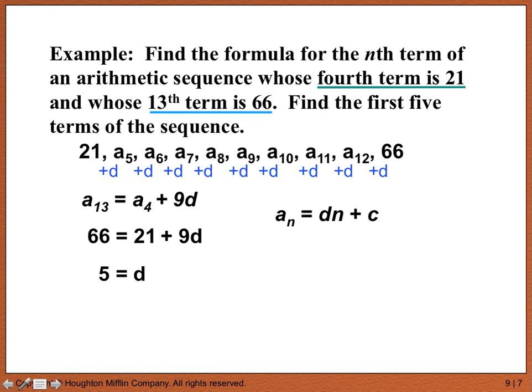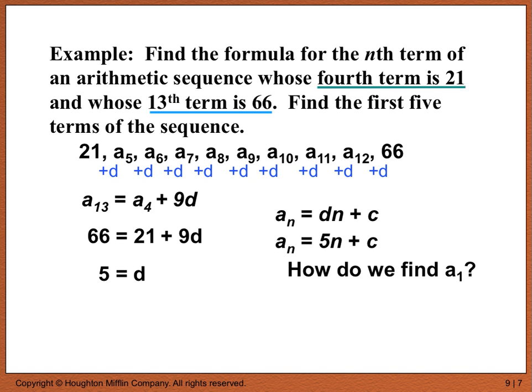So now we need to find a formula for the nth term of this arithmetic sequence. So I know that I want a sub n equals dn plus c. I've got to use that format. And I can fill in 5 for d because I know the common difference is 5. And now I just need to figure out c. Now to figure out c, we know that c is simply a1 minus d. But I need to figure out a1 first, don't I?